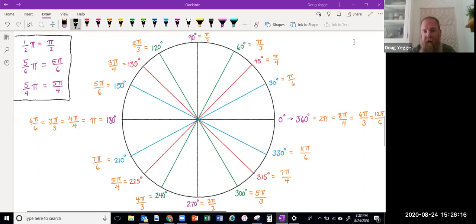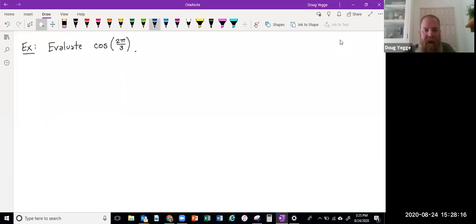However, let's go ahead and take a look at an example of what we can do. We will now start seeing trigonometric functions with radian measurements as their angles instead of degrees. So right now, we can convert 2 pi over 3 radians into degrees by simply multiplying it by 180 degrees over pi radians.